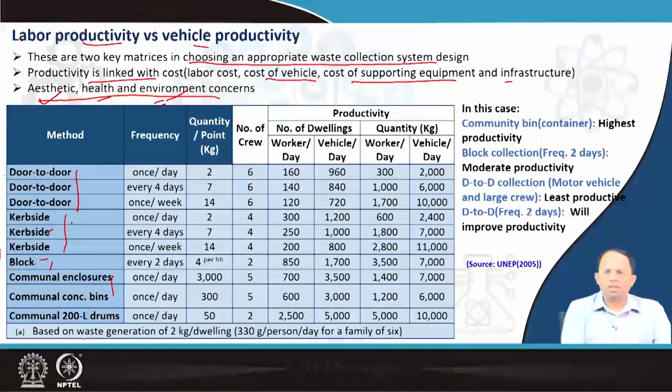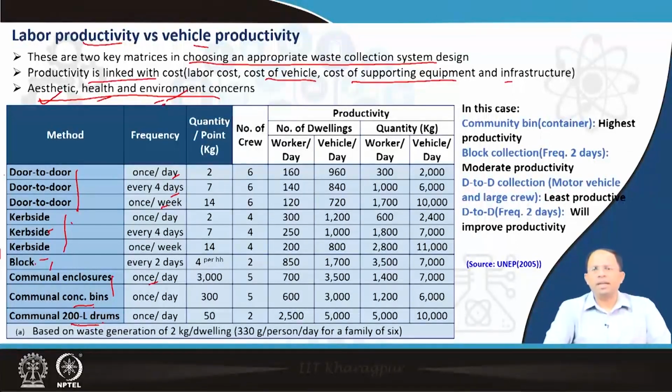And then there are communal enclosures. Then there are different varieties of the system. The variety is in terms of the frequency, right? Door-to-door collection could be once per day, or every 4 days, or once per week. Similarly, communal enclosures could be once per day, and the variety could be an open enclosure, a masonry enclosure, a concrete bin, a 200-liter drum, or fixed containers. Similarly, for curbside also we can go for different frequencies: once a day, every 4 days, once per week, and so on. So we can vary the frequency and the method, and based on that everything will change.